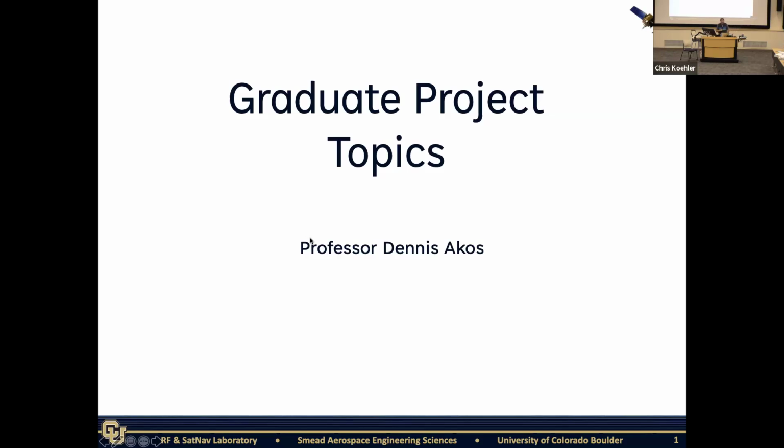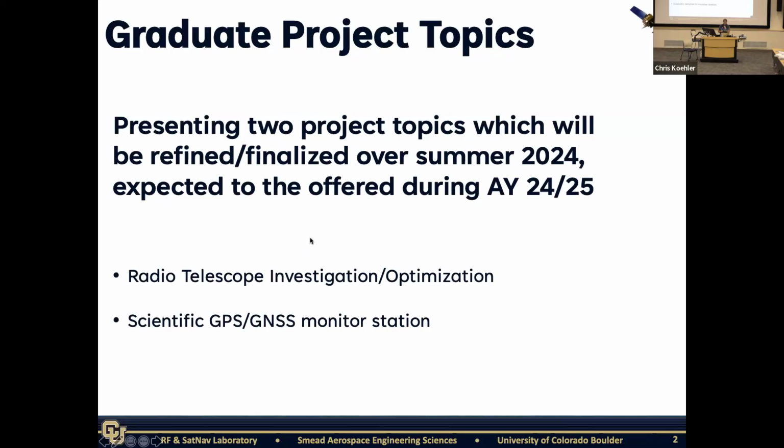So I was asked to get involved with graduate projects next year and toss together a couple ideas for 2 different potential projects. These are still very much being discussed, so the ideas are somewhat preliminary, but I expect to refine that over the summer and then offer them during the next academic year. 2 main ones: radio telescope investigation optimization, and a scientific GPS GNSS monitor station.